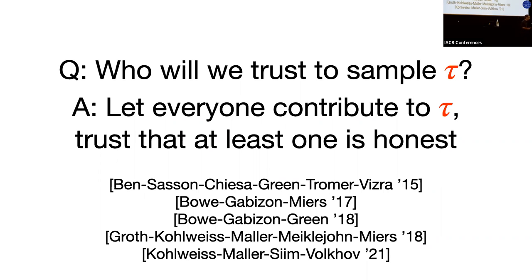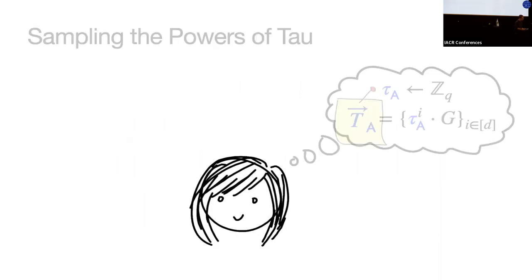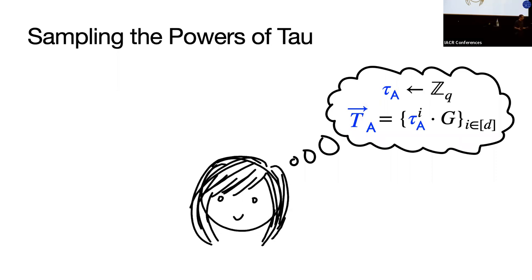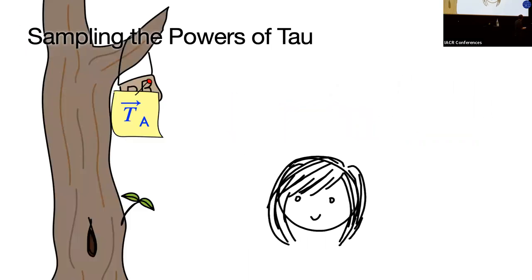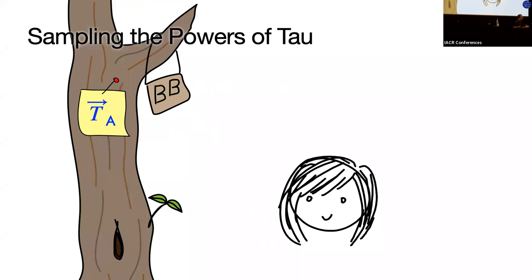The first protocol for doing something like this was proposed by Ben-Sasson et al. in 2015, and there have been a number of follow-ups since then, but they all follow the same basic layout, which I'm going to show you in a simplified form. So the protocol begins with a single party, Alice, who samples a multiplicative share of tau and then computes what I'm going to call a partial SRS. That is, she computes the powers of tau with respect to just her multiplicative share. And when she has this, she's going to post it to a public bulletin board of some kind where the whole world can see it.